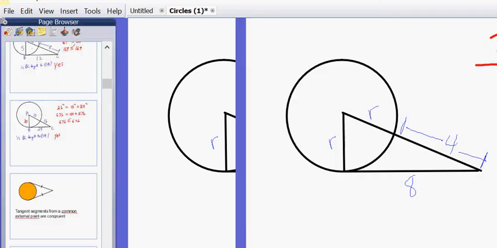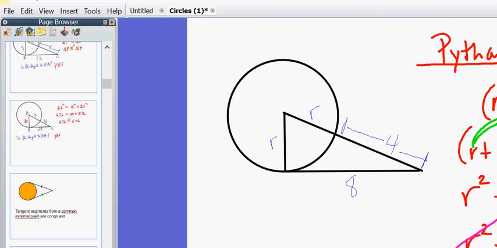Pretty easy, yes. All right, so we're going to subtract the 16, and then 8r equals 48, divide by 8. So our radius equals 6. So we were able to find what the radius is. So there you go. Now that was a little bit of work.